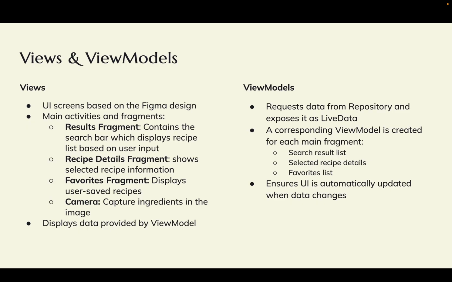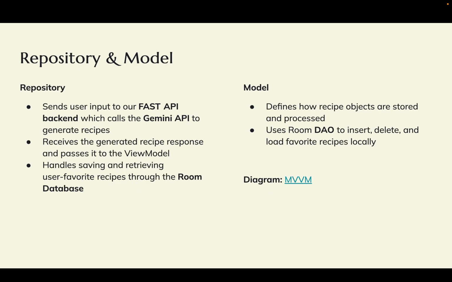The repository is the part that talks to both our backend and our local database. It sends the user search input to our FastAPI backend, which then uses the Gemini API to generate the recipe suggestions. It then receives the generated recipe data and passes it back to the view model. It also saves and retrieves the user favorites using Room database, which stores data locally on the device.